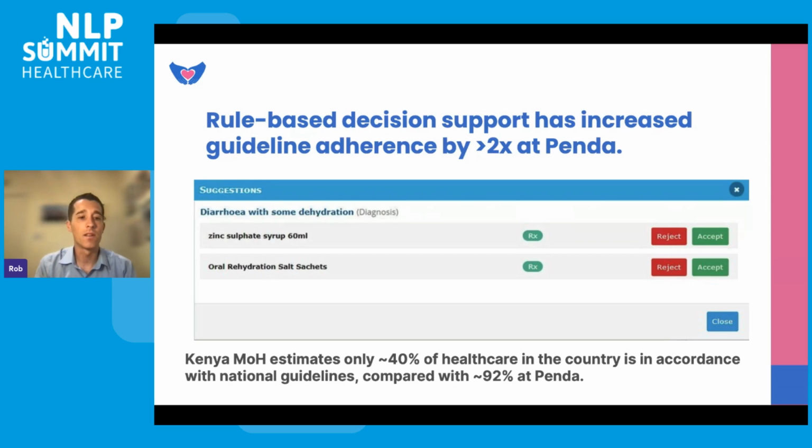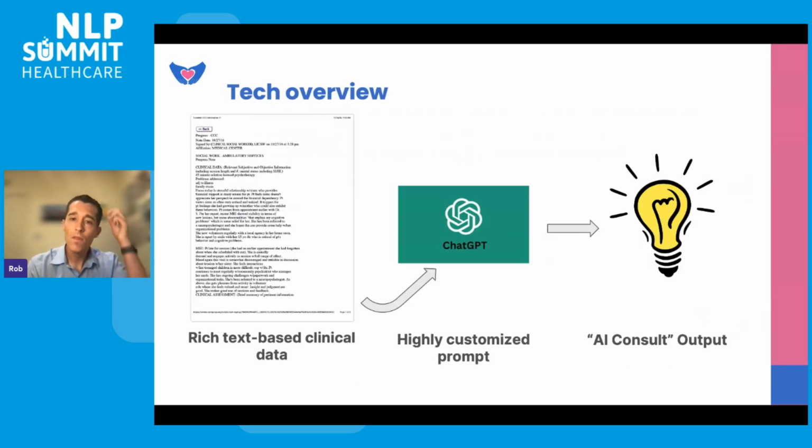In this case, the clinician is seeing a child with diarrhea and some mild dehydration, and they're getting served those recommendations, which are zinc and ORS. And they can easily accept those and it pops into the medical record. So that system really allowed us to improve how we're matching the treatment to the diagnosis within Penda. That being said, there's gaps because that system doesn't necessarily help us always make the right diagnosis.